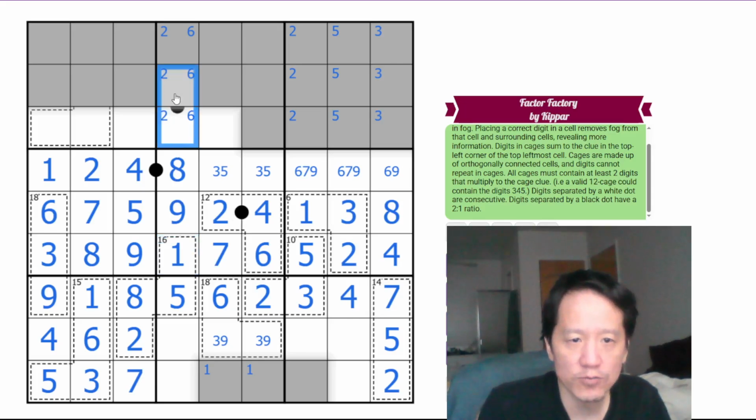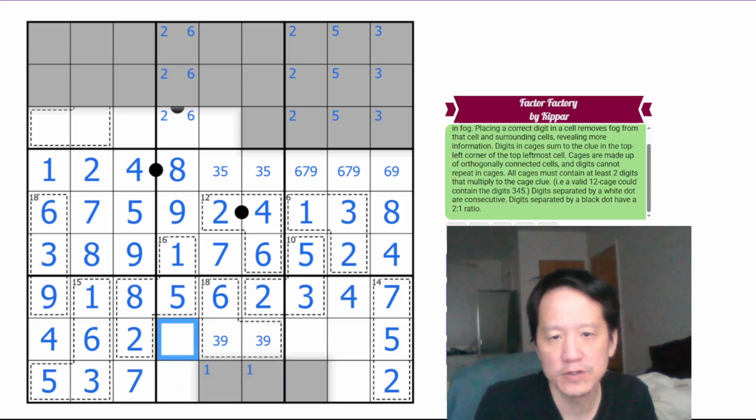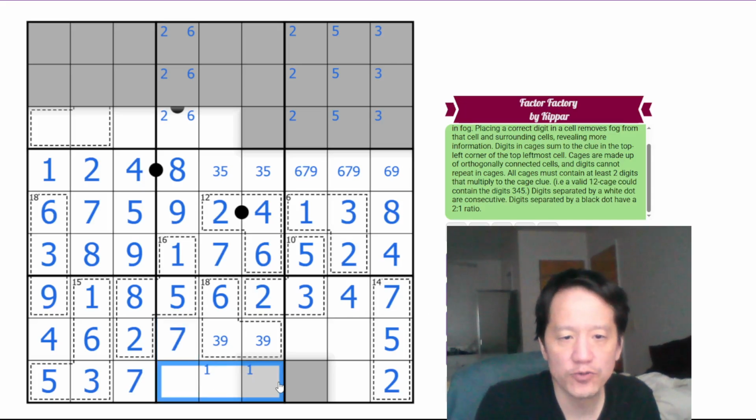This is in a 1 to 2 ratio. 7. Where can the 7 be in this box? Can't be here. It must be here as a 7. The remaining digits are 1, 4, and 8. This cannot be 1 or 8. So this must be a 4 then. So this is 4. This is a 1, 8 pair here.